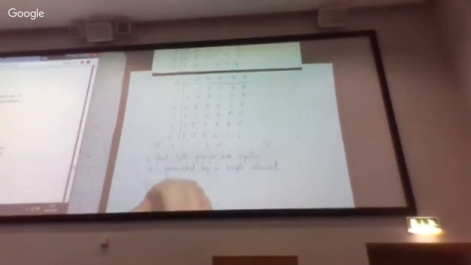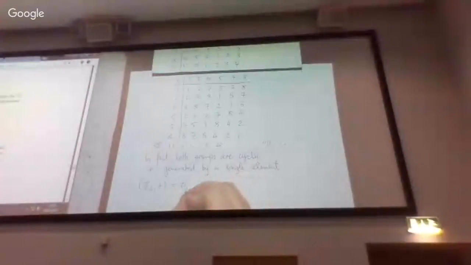For the Z6 under addition, it's easy to see that the elements are 0, 1, 1 plus 1, 1 plus 1 plus 1, 1 plus 1 plus 1 plus 1, etc. And 1 generates every element. 0 times 1 is 0. 1 times 1 is 1. 1 plus 1 is 2. 1 plus 1 plus 1 is 3. So you can build every non-zero element, non-identity element, out of the element 1. So these are the elements 0, 1, 2, 3, 4, 5.